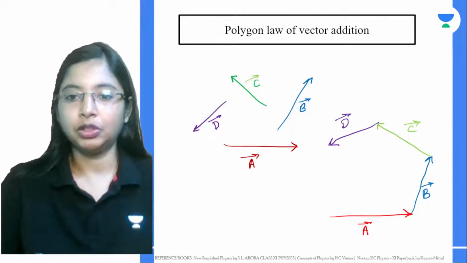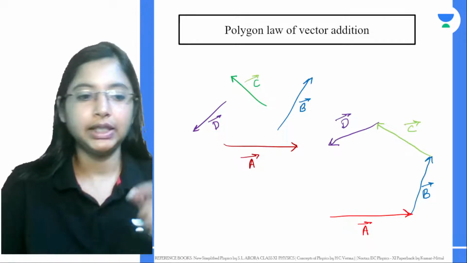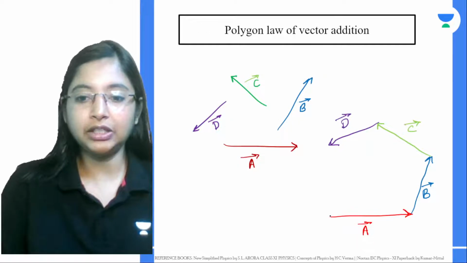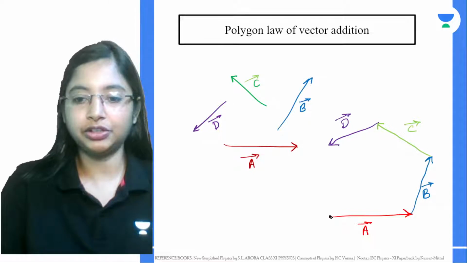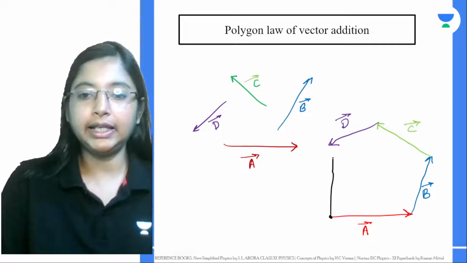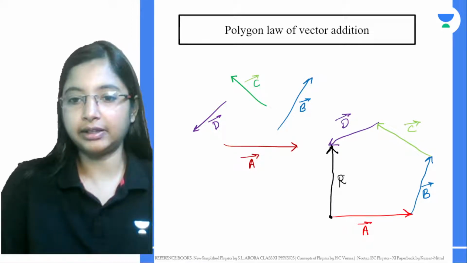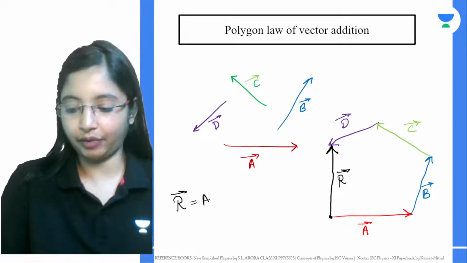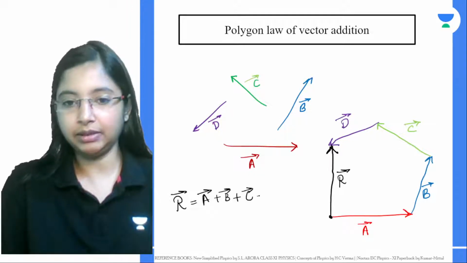Now, what will be the result of all of these vectors? That will be the resultant vector. It will start from the initial point and end at the final point, which is the head of the D vector. This is your resultant vector. In this case, the resultant vector will be equal to A vector plus B vector plus C vector plus D vector.